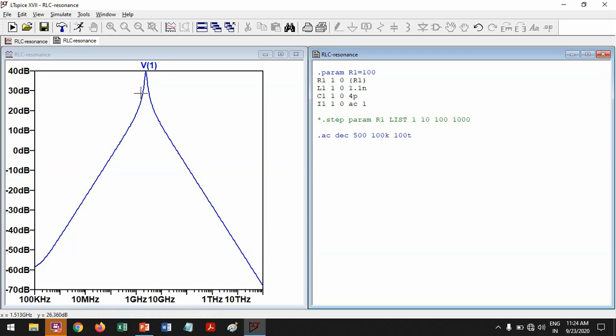But not only that, you see this very sharp behavior here near omega naught. Alright, so omega naught is staying the same because it is 1 over square root of LC, and we are not changing L and C, we are changing only R. So okay, so this is 100, let's make it 1000. Let's see what that does.